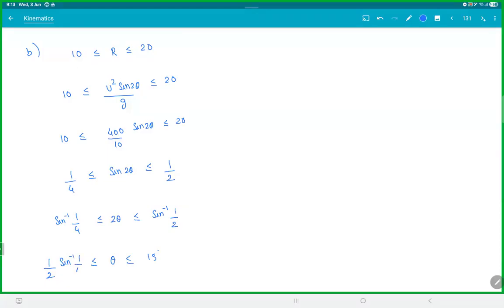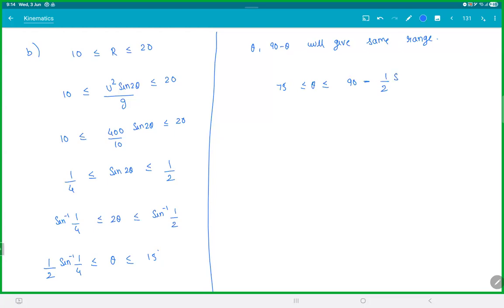Yeah, this is fine. But there's also one more thing here. If you remember, theta and 90 minus theta will give the same range. Remember that? That means if you throw it at 15 or if you throw it at 75, you can still fall in the boat. So we actually get two sets of answers. The second range will be this: theta will lie between 90 minus 15, that is 75, and 90 minus half sine inverse 1/4.